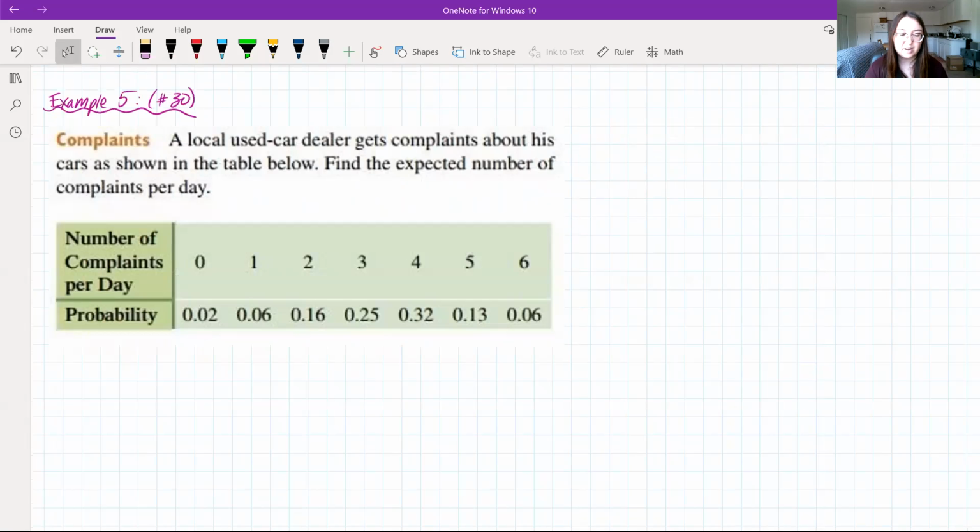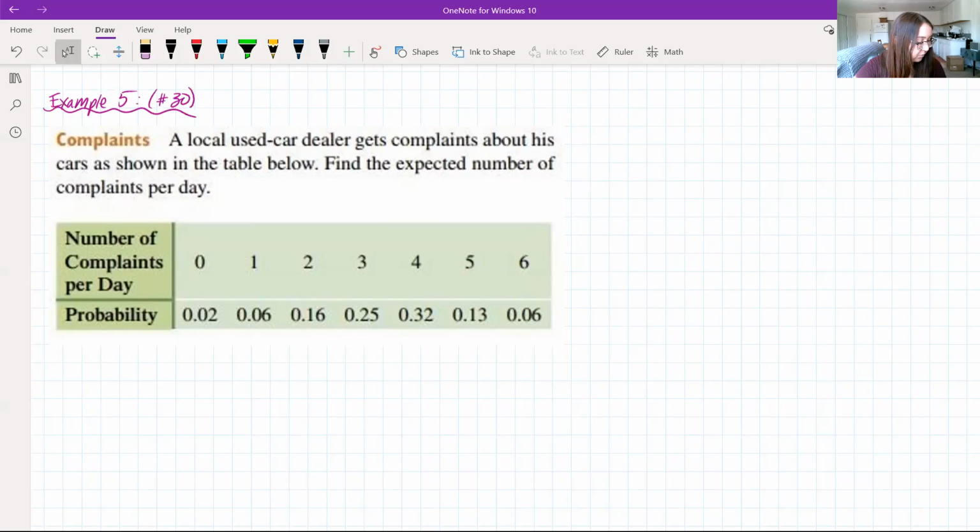So the probability of having 0 complaints in a day is 0.02. That's very low. So 1 complaint in a day is 0.06. 2 complaints in a day is 0.16. 3 complaints in a day is 0.25. 4 complaints in a day is 0.32. 5 complaints in a day is 0.13. And 6 complaints in a day is 0.06. So we see definitely having 4 complaints in a day has the highest probability.